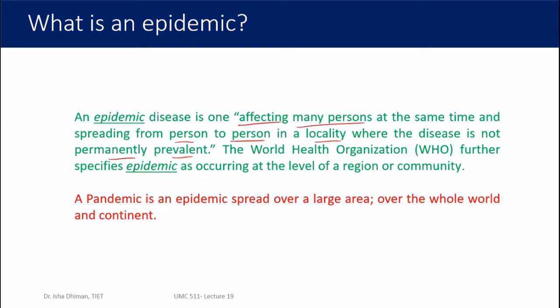On the other hand, if you look at the definition of pandemic, a pandemic is an epidemic spread over a large area, over the whole world and continent. So essentially there is no difference between a pandemic and epidemic. The only difference is that pandemic is one kind of an epidemic which spreads its effect over the whole world. So the scale of it is much larger than an epidemic. Recently we know that COVID-19 is declared as pandemic by WHO.